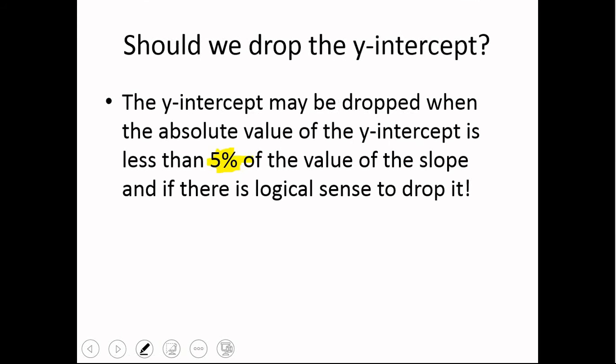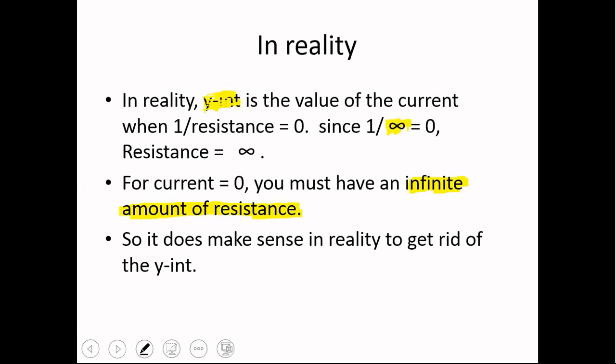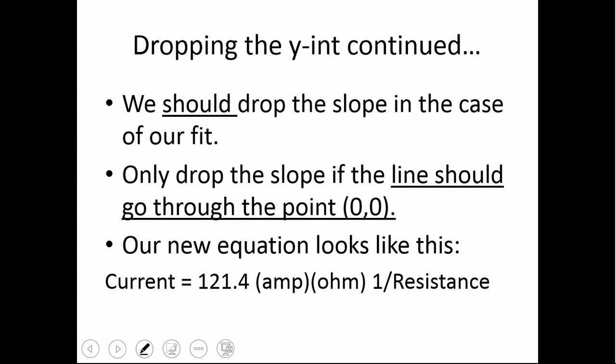So let's go back here. There is reason to get rid of it in reality, so we're going to choose to get rid of it. We should drop it in this case because we have the statistic and we have a reason to. So only drop the slope if the line should go through 0, 0. Our new equation looks like this: current is equal to 1.21 amp ohms times 1 over the resistance. If you want, you could put this over there, or you could just put the resistance on the bottom of the equation if you'd like.